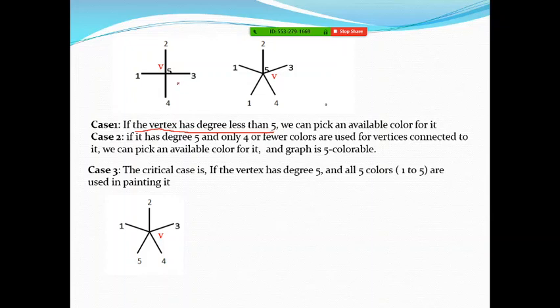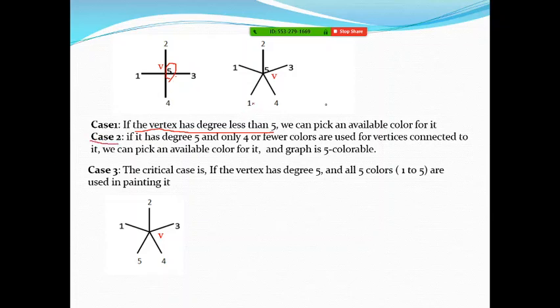If the degree of that vertex is less than 5, that means we can use the remaining color. Suppose its degree is 4: 1, 2, 3, 4. Then always the fifth color is there to paint this vertex. If its degree is 3, you can use the fourth or fifth color to color this vertex. So then the proof is done. Proof is over.